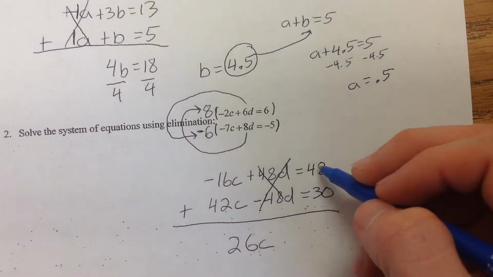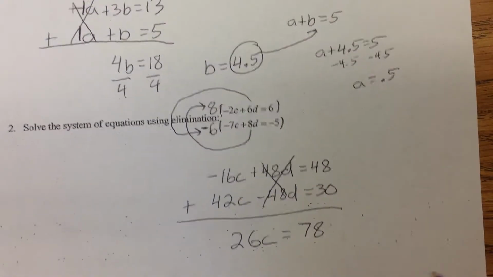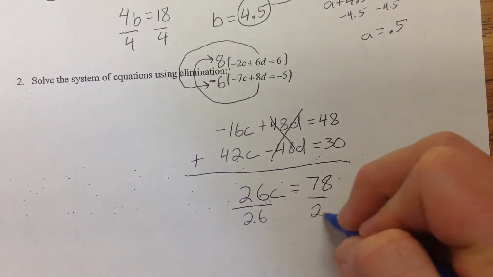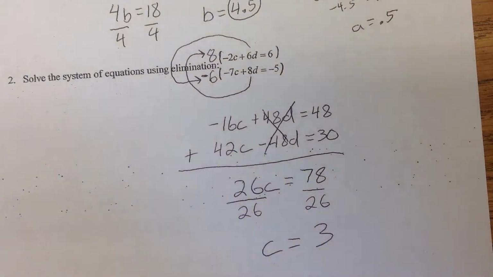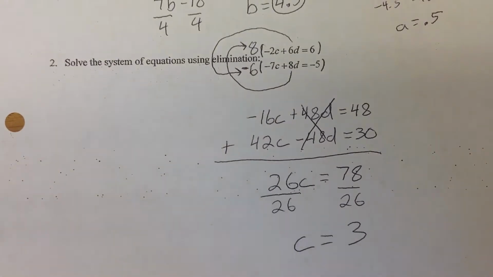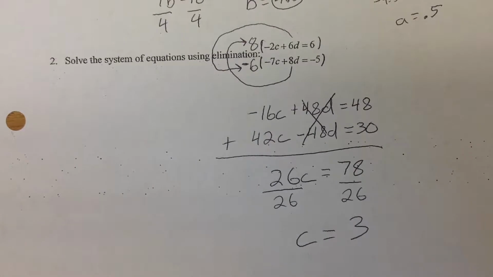And then 48 plus 30 is going to be 78. So I'll divide both sides by 26, and I will get C equals 3. All right, so that's the first half of the problem. Now I have to solve for D.